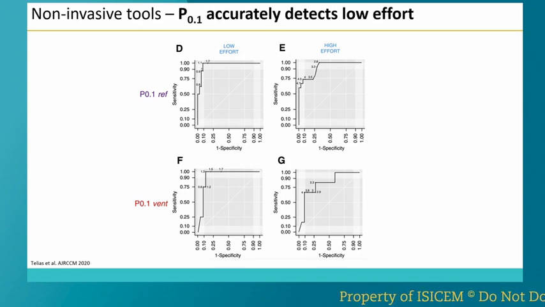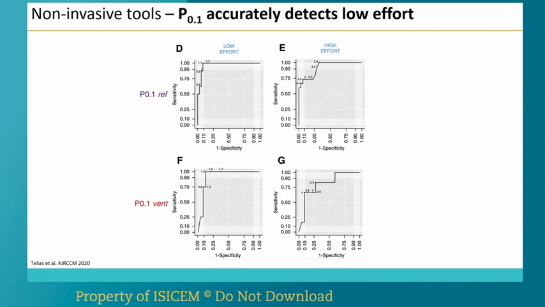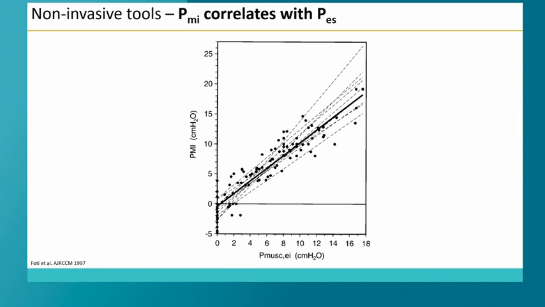P0.1, as I mentioned, is a measure just of effort because it doesn't quantify the driving pressure, but it can also be used with different thresholds as a surrogate of low effort, for which it is very, very good, and for high effort, for which its performance is maybe a little bit less, not as good. And finally, for PMI, it has shown a very good correlation with the esophageal pressure swing. So in terms of tracking the numbers, it's fairly good.